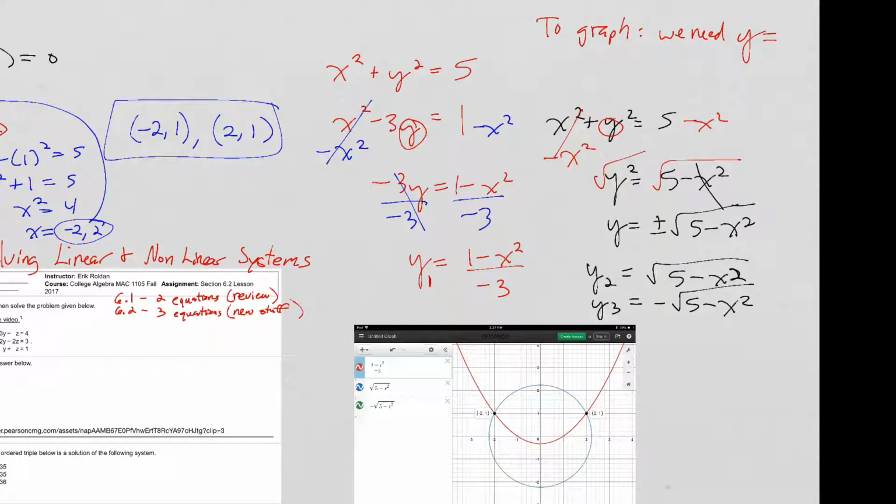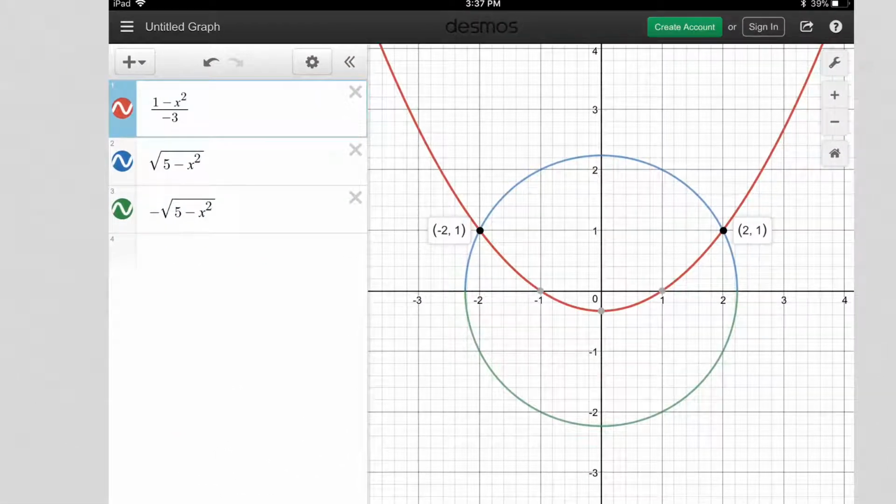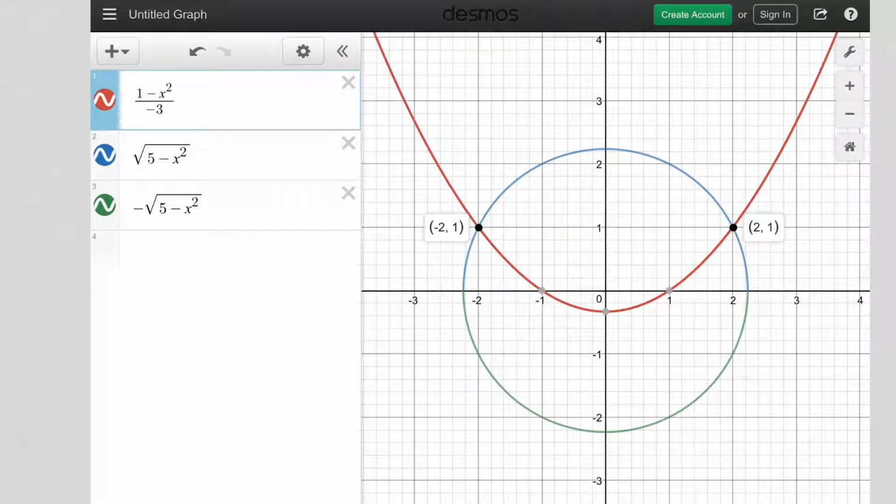Okay, so these three equations are going to be put into a graphing calculator. And as you can see, we have the linear equation right here. The quadratic is the red graph. The top half of the circle is the positive version, and the bottom half of the circle is the negative version, as you can see in blue and green. And then the intersections of the system are negative 2, 1 and positive 2, 1. Okay, which confirms our answer.